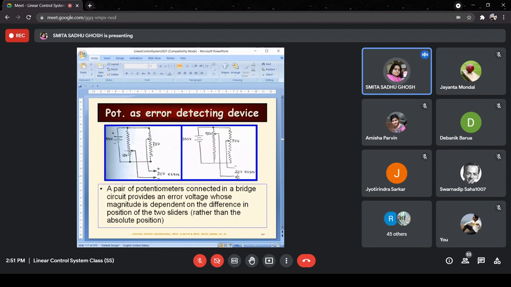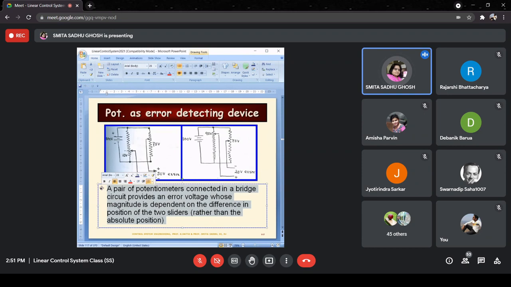You can see that by means of this very simple error detecting device, that is a potentiometer, it's going to give you a voltage at the output, and the voltage is going to be proportional to the difference between the two positions of the two pointers, right? So let us see what's written over here.